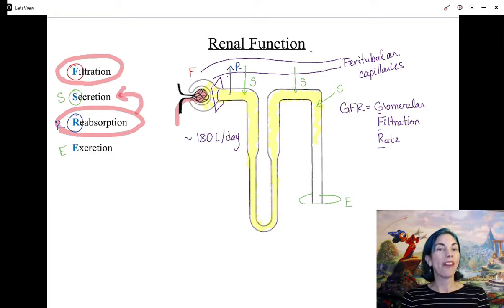Okay, so that's where we're going to stop on this lecture. In our next one, we are going to formally look at filtration, what it is, and what regulates it. I'll see you in the next lecture.